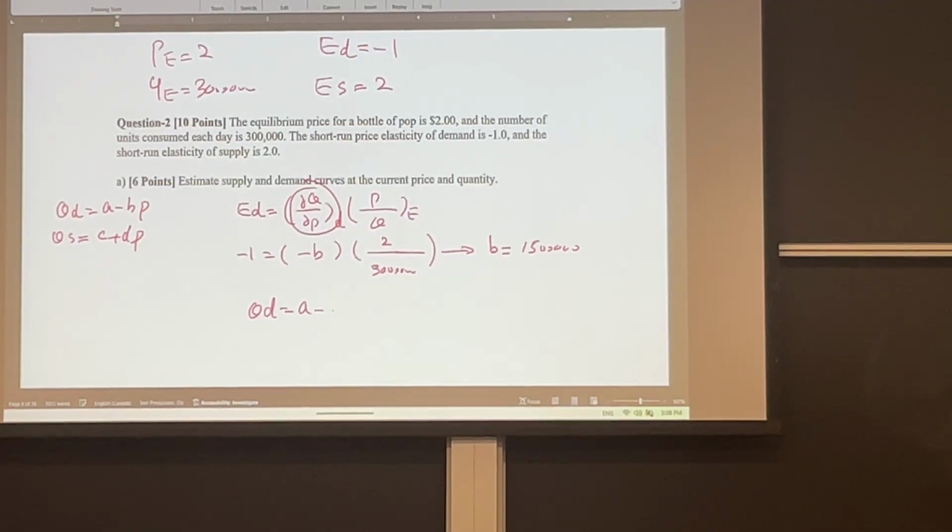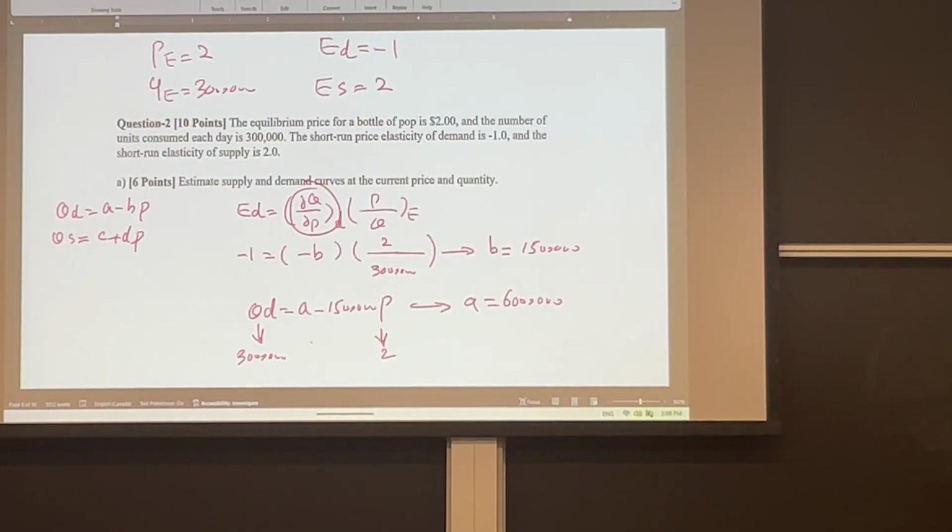I don't have A yet. I found the slope. I know the price is 2. I know the quantity is 300,000. So how much should be A? That should be 600,000. Right? 300, 300, 600. Make sense? So I found the demand function. That's the demand function.